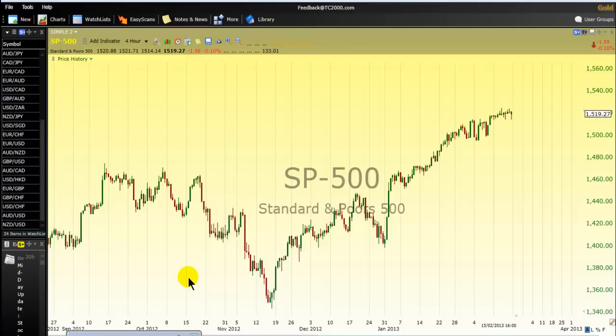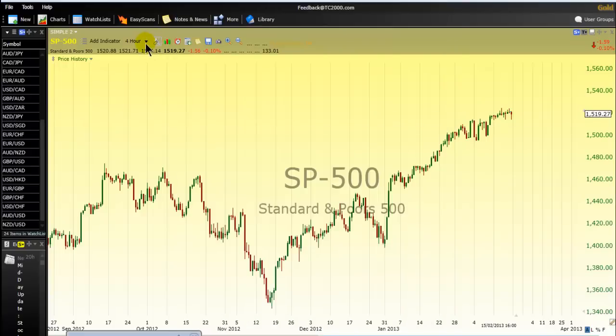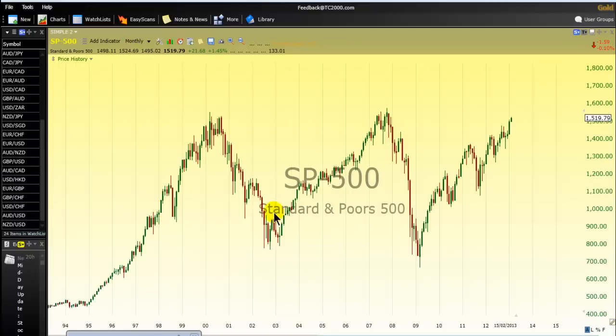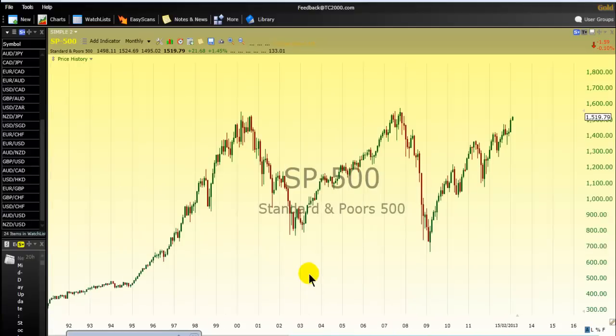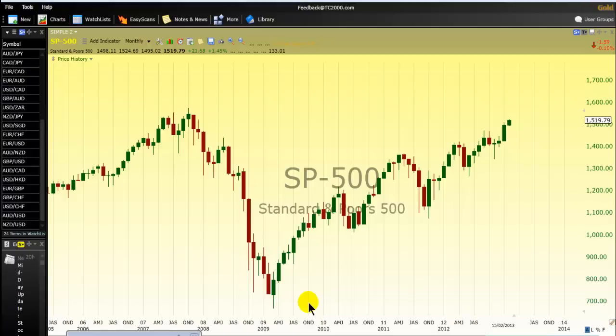But when we are scanning for a financial instrument, we want to align that financial instrument with the market. Where is the market? Doesn't matter what you are trading, you want to know where the S&P 500 is. Don't check it on the 10-minute chart, check it on a higher time frame like this. And you want to know where the market is.